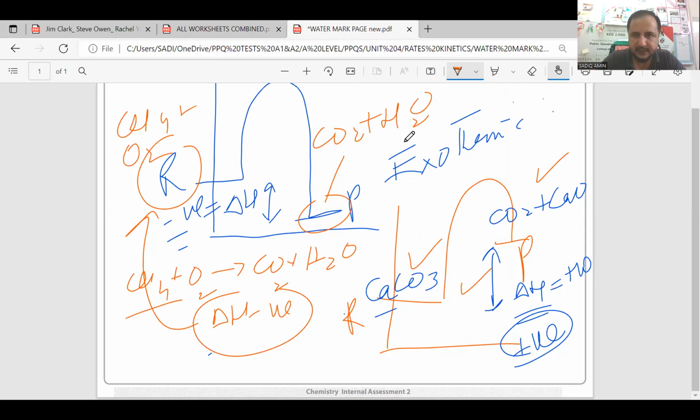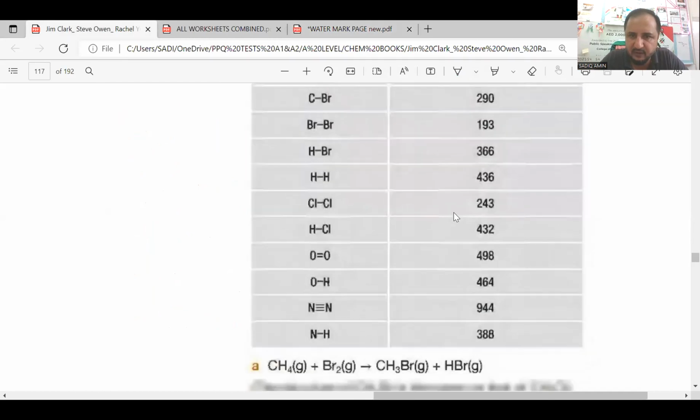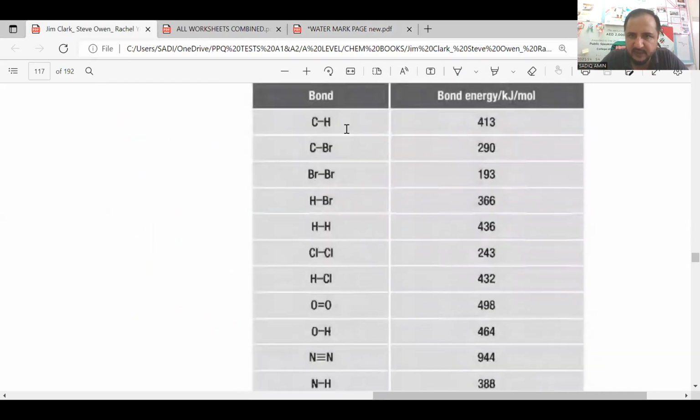Then after knowing these 2 energy profiles, let us move towards 2 types of calculations which are very important in your course. The first calculation is where you will be provided this sort of information. See, the bond enthalpies are given to you. Now, what is a bond enthalpy? Bond enthalpy is the energy which is needed to break a bond or to make a bond.